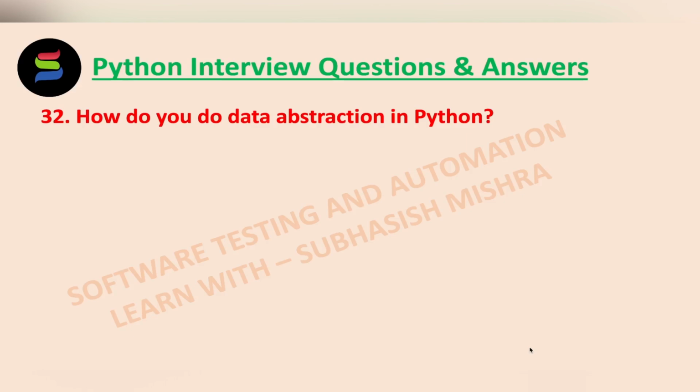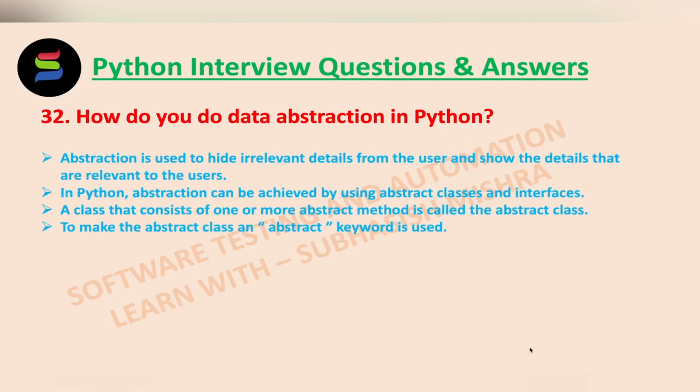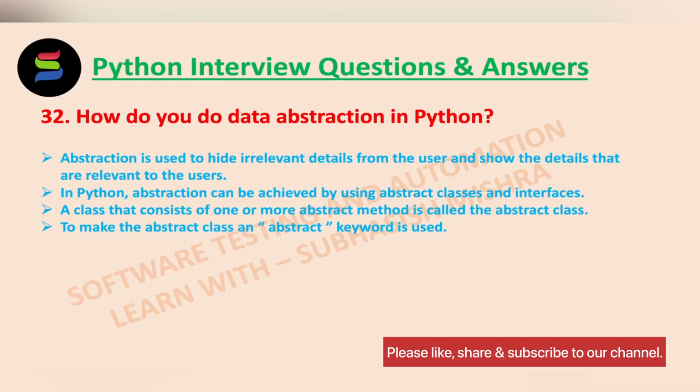How do you do data abstraction in Python? Data abstraction is one of the most essential concepts of Python OOPS concept, which is used to hide irrelevant details from the user and show the details that are relevant to the users.